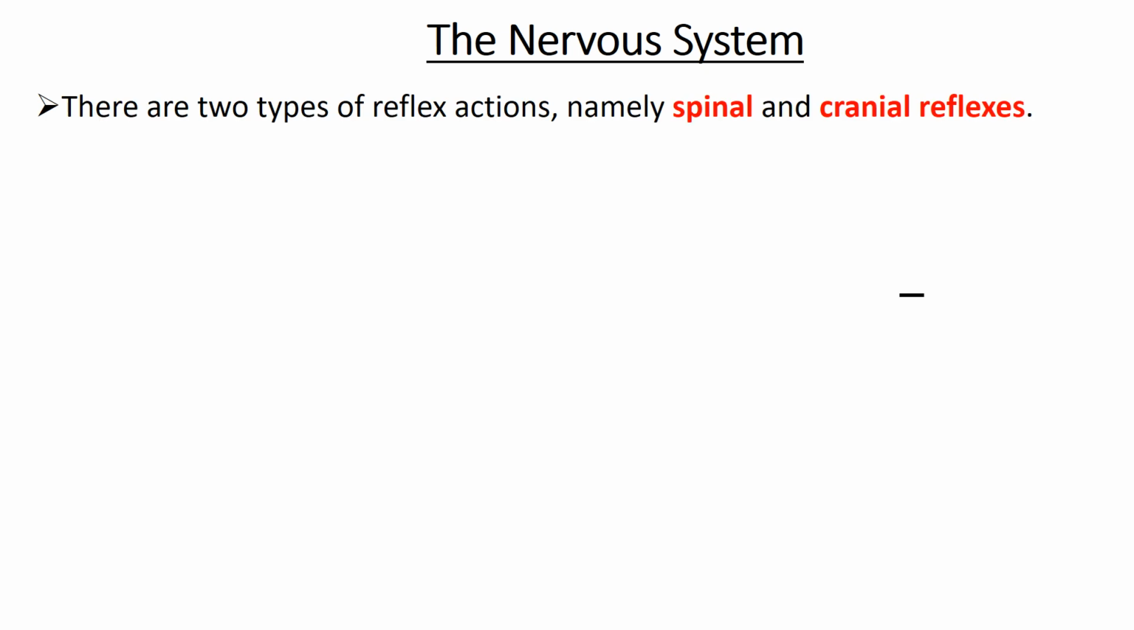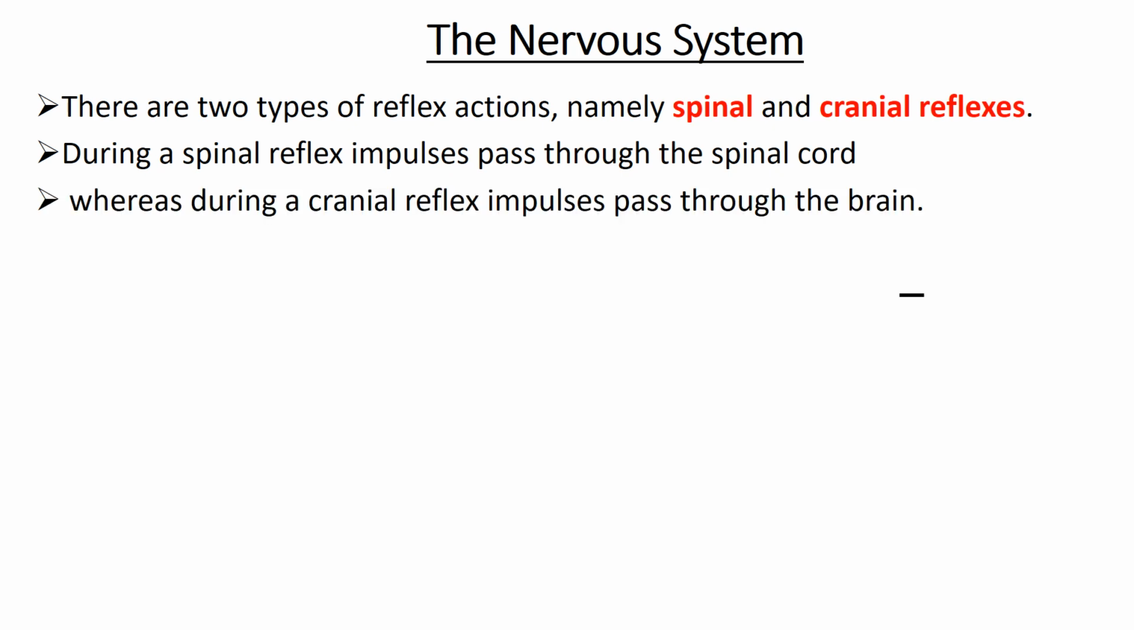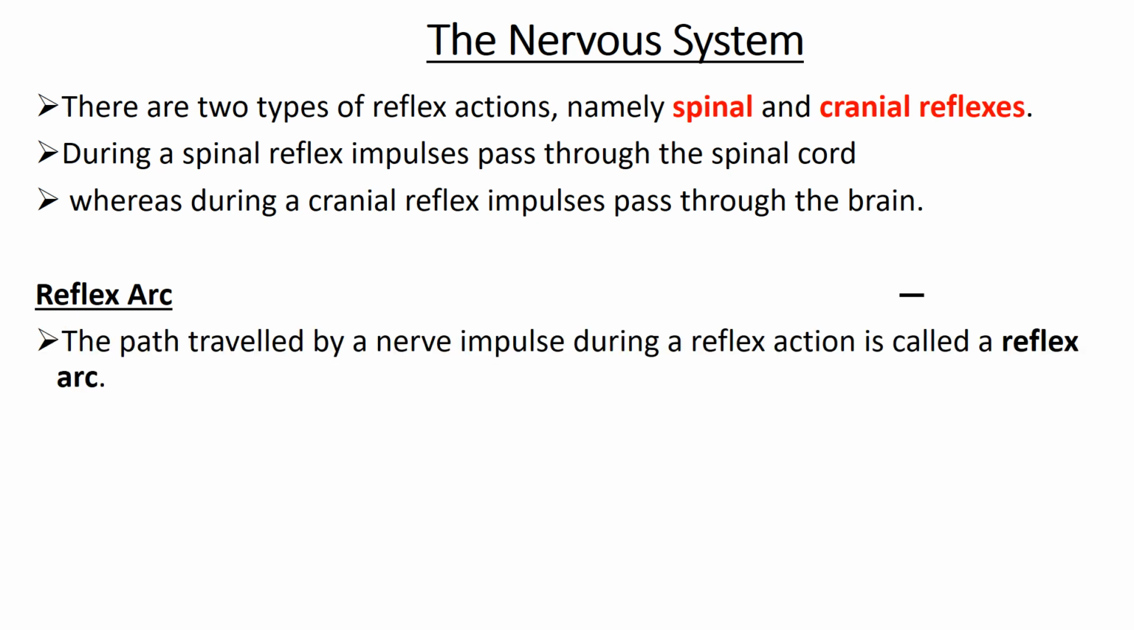So there are two types of reflex actions, namely spinal and cranial reflexes. From the name, you can tell what they are about. Spinal reflex has to do with the spinal cord, and it's where impulses pass through the spinal cord. Cranial reflex is where impulses pass through the brain. So let's look at what is called a reflex arc, where we're going to do a detailed study of a reflex action. A reflex arc is just a path traveled by nerve impulse during a reflex action.